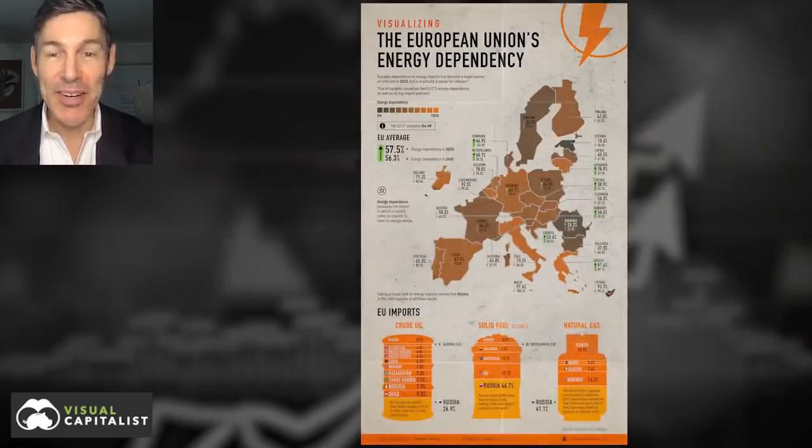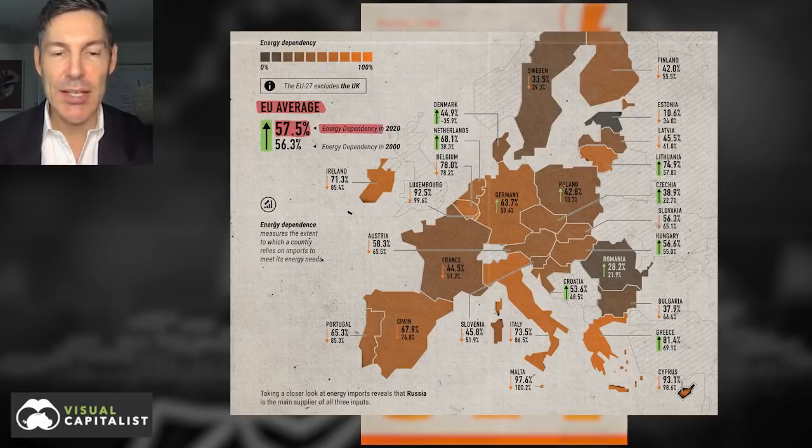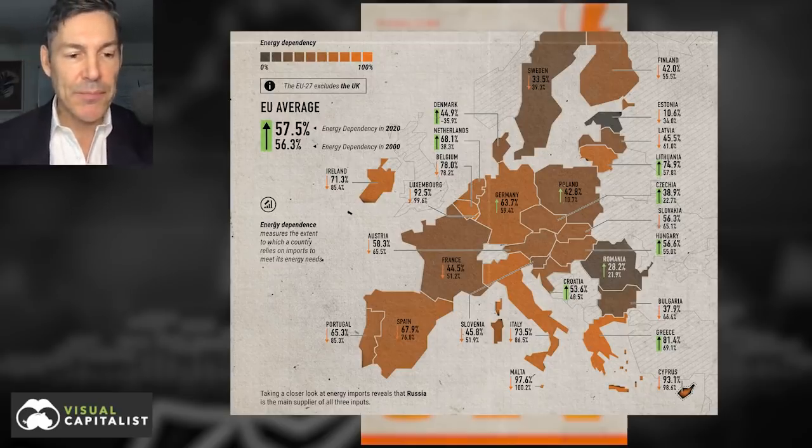Short answer, yes. So here is the energy dependency color scheme. It goes from the dark brown or black is 0 up to orange is 100%. So EU average is 57.5% energy dependency, meaning they have to import 57% of their energy. This is up slightly from 2000, but some countries it's up significantly. You can guess the countries, the ones that are really pushing this ESG type of narrative.